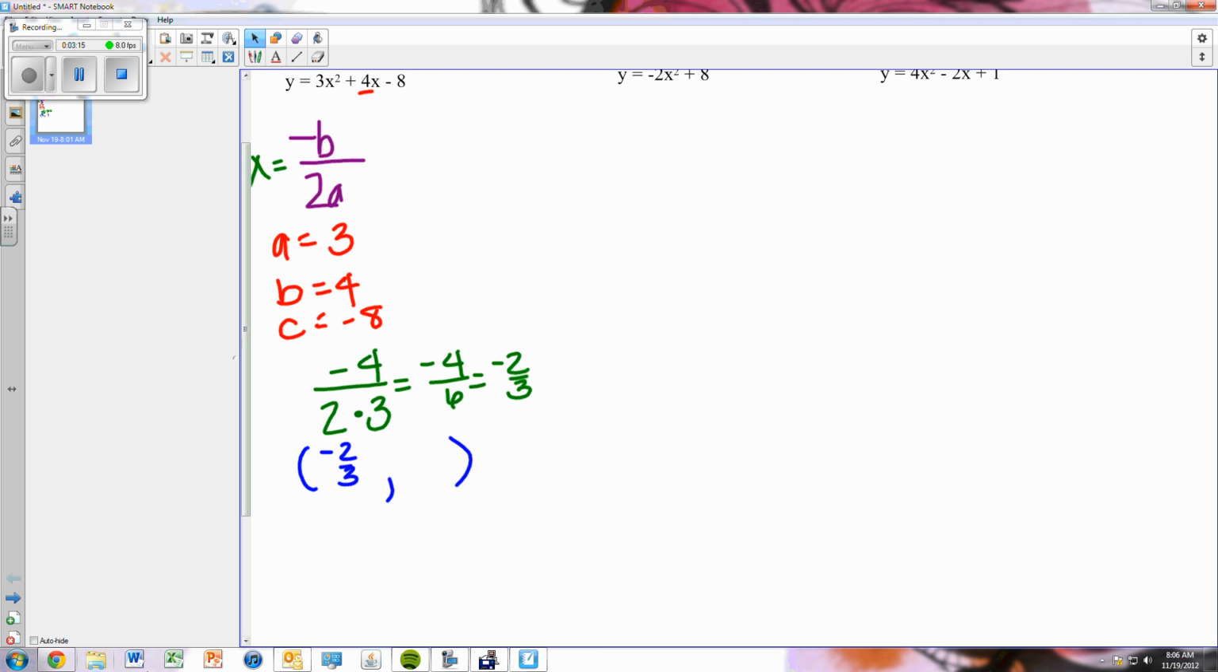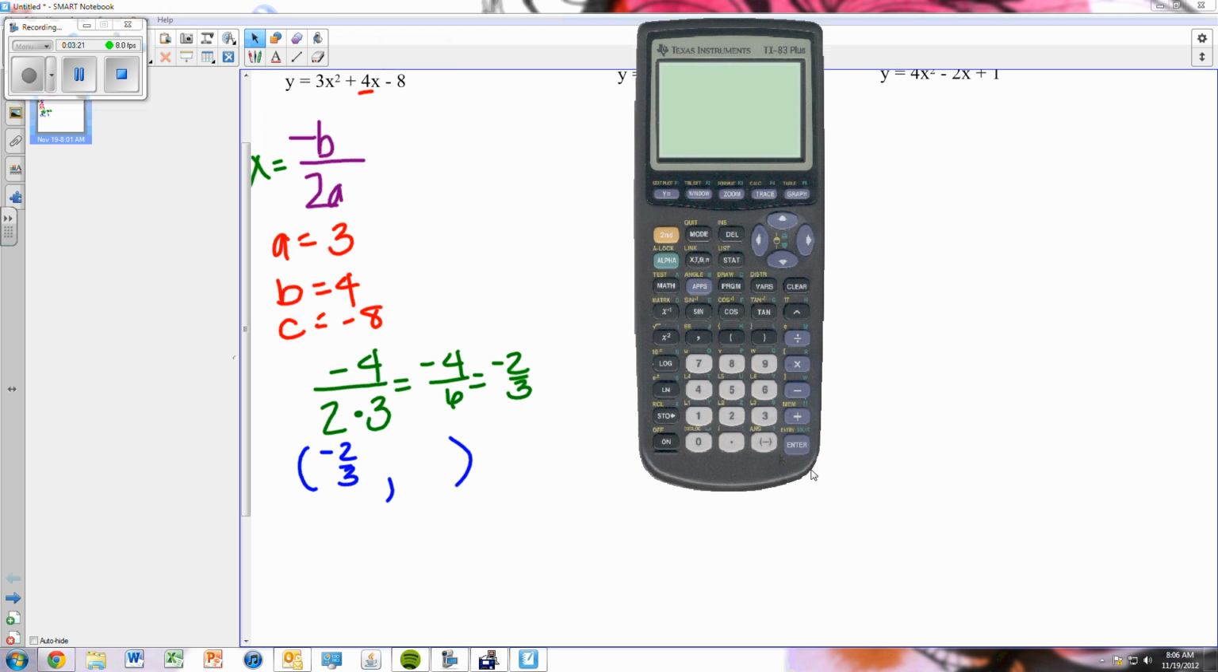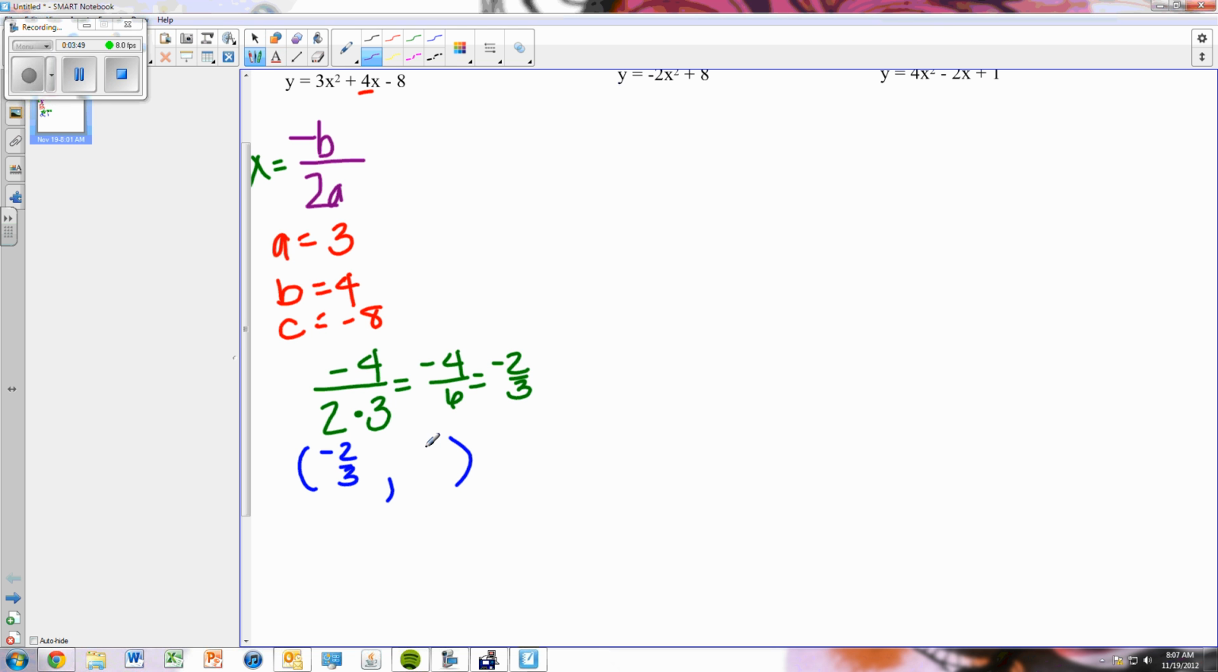So I'm going to pull up a calculator, which you can see on the screen. I'm going to go to my main screen and type in this equation, and instead of x, I'm going to type in -2/3. So I have 3 times -2/3 squared plus 4 times -2/3, again replacing x with -2/3, minus 8. And it tells me that it's -4. So that would be the other half of my vertex, -4.